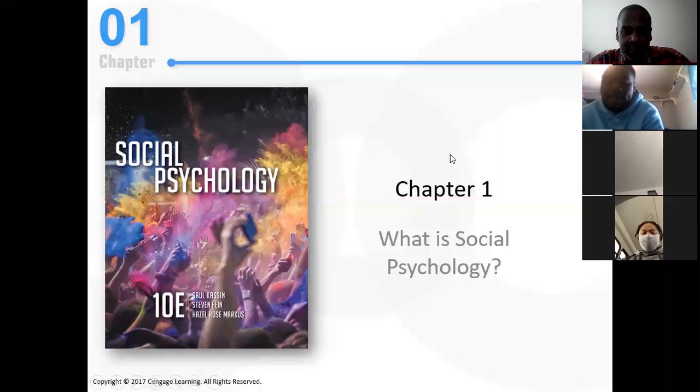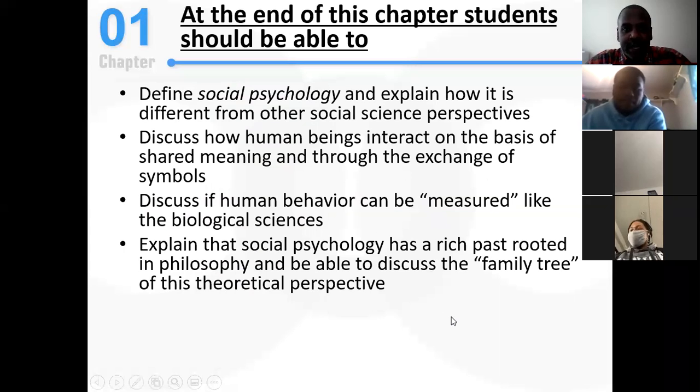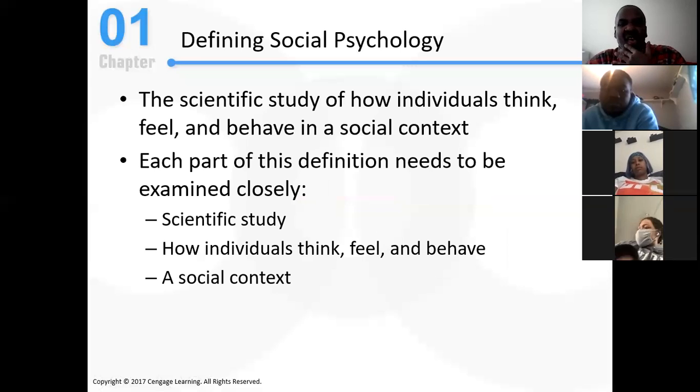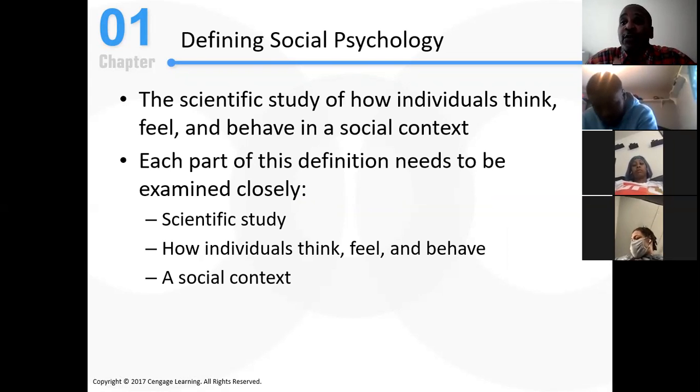All right, so we talked about again how we want to define social psychology and explain how it's different from other social science perspectives. We want to speak to how human behavior can be measured, no matter what the behavior is. And we do this through the aspect of scientific study that looks at human beings in three ways. We study how human beings think, how they feel, and how they behave. But also within that social context, because the same individuals we are here today, you put us in a different environment, and all those things can be very different.